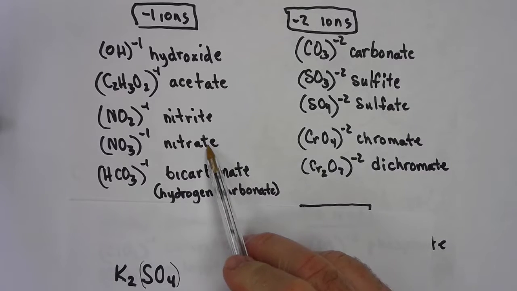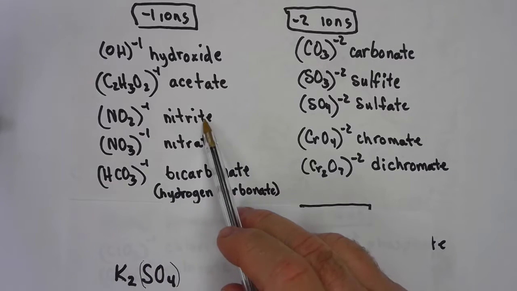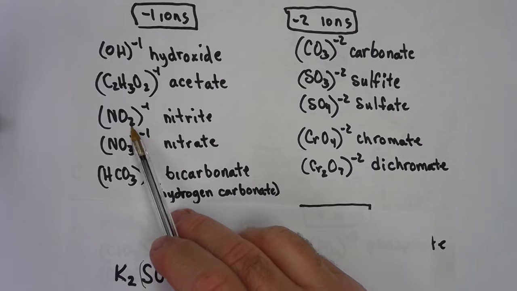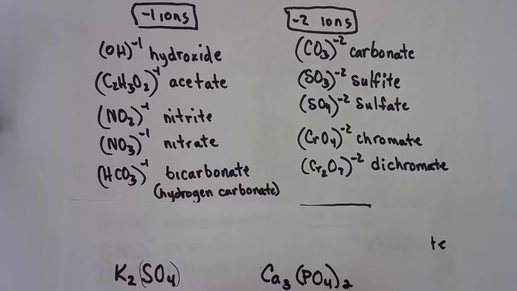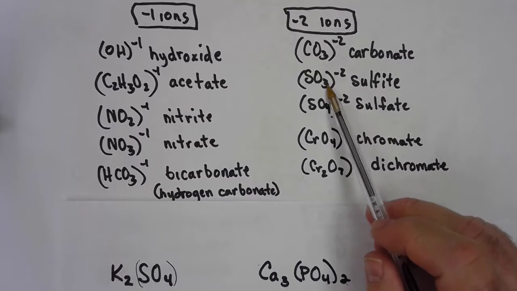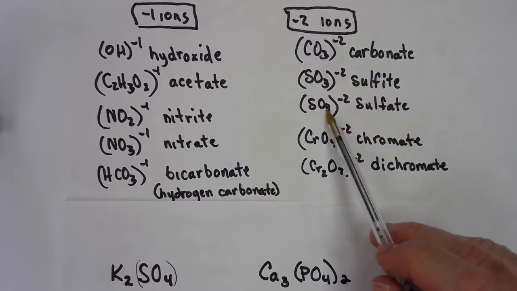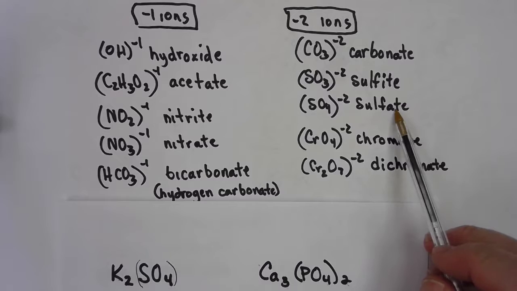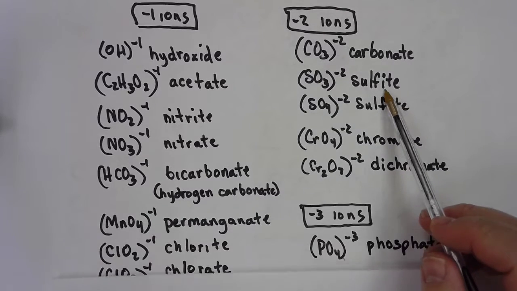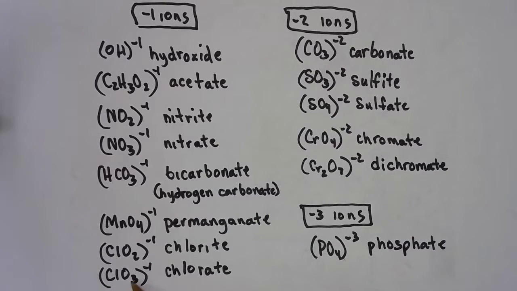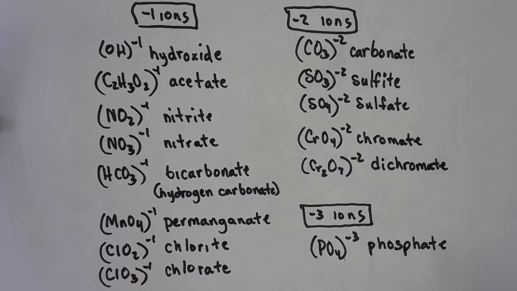The ate ending always has one more oxygen than the ite. Nitrate, NO3, nitrite, NO2. It's not always 3 and 2, though. Here, SO3 is sulfite, SO4 is sulfate. Whichever one has more O's is the ate ending. Whichever one has fewer is the ite ending. Here we've got chlorate with ClO3, chlorite, ClO2. Be aware of that.